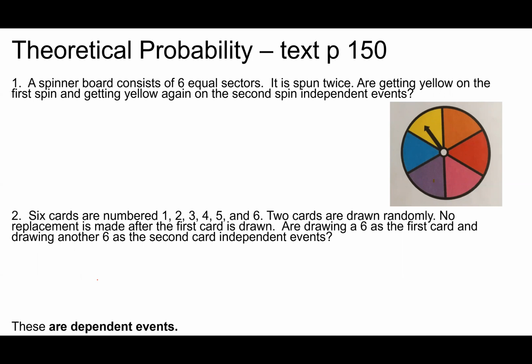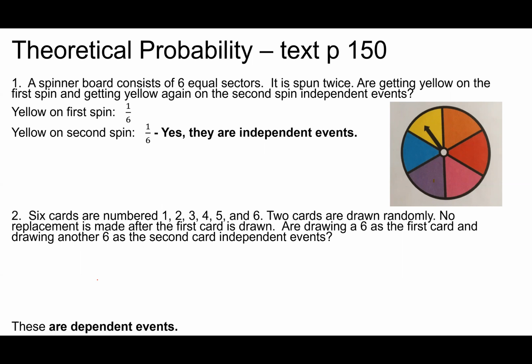What's the probability of getting yellow on the first spin? Liam? 1 out of 6. Great job. What's the probability of getting yellow on the second spin? Gabby? 1 out of 6. Great job. Okay. Now, what do you think the probability would be of getting yellow twice in a row?